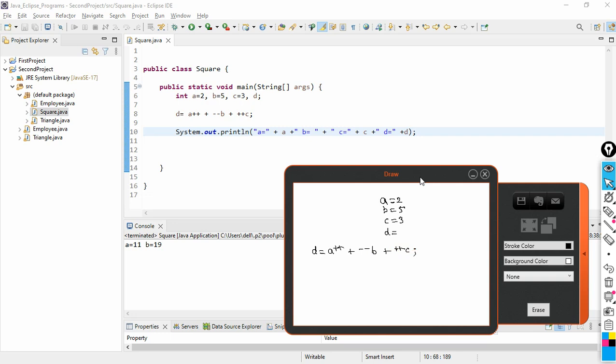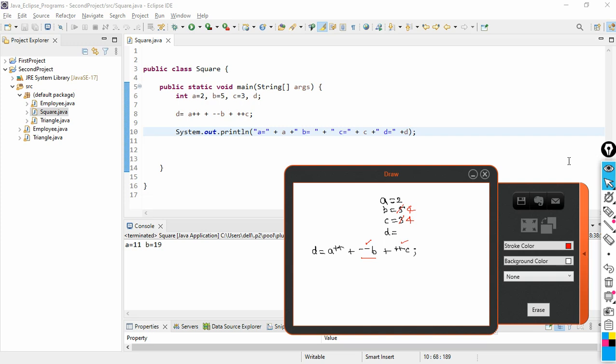So what I said: first of all, calculate all prefix operators. What are the prefix operators present over here? This is the prefix operator, this is the prefix operator, this is the prefix operator. First of all, calculate all the prefix operators. So minus minus b means it becomes 4. Then plus plus c, so that will increment again. C how much?